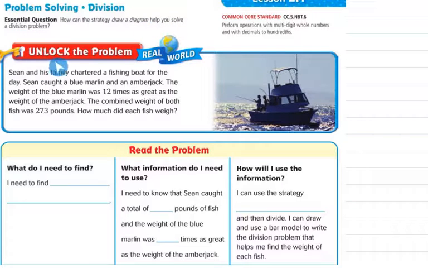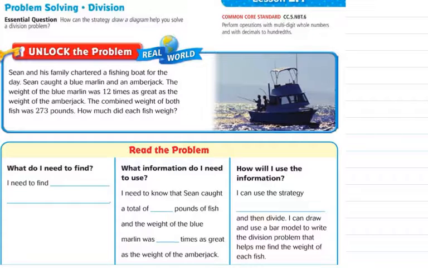So we are going to unlock the problem, real world, and read about Sean and his family and their chartered fishing trip. Sean and his family chartered a fishing boat for the day. Sean caught a blue marlin and an amberjack. The weight of the blue marlin was 12 times as great as the weight of the amberjack. The combined weight of both fish was 273 pounds. How much did each fish weigh?